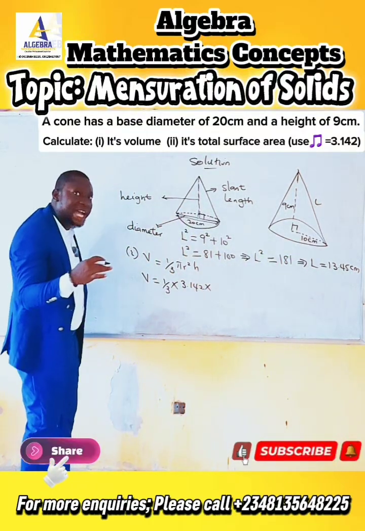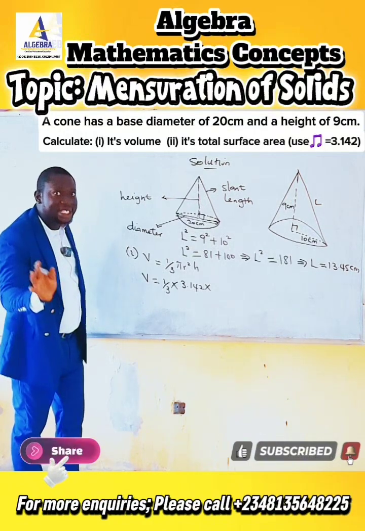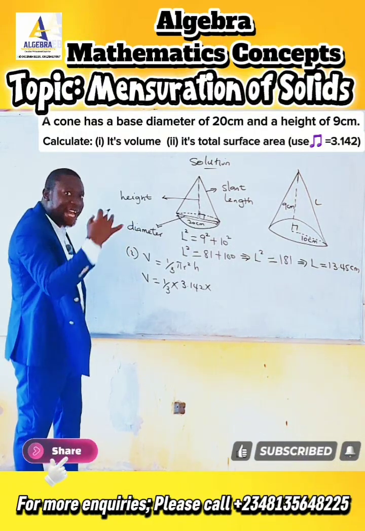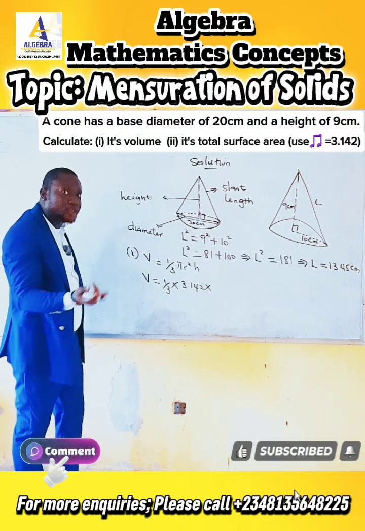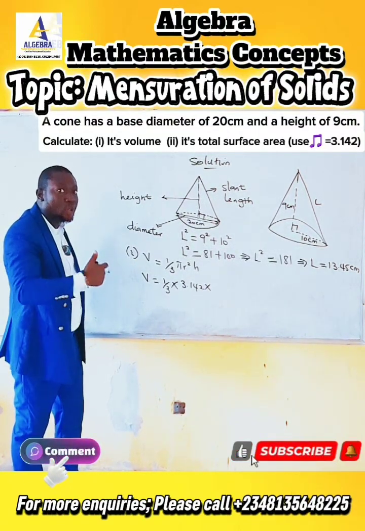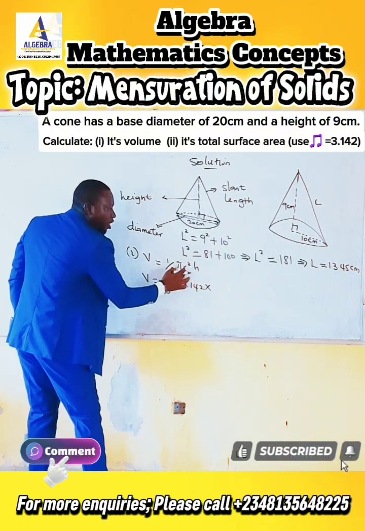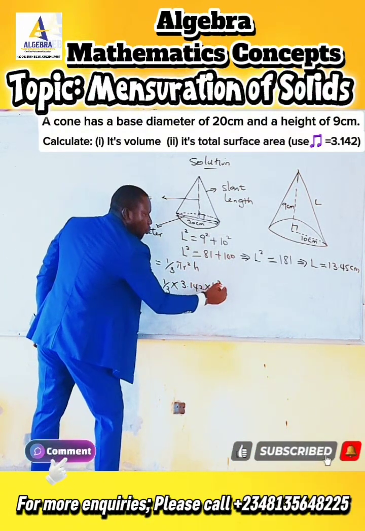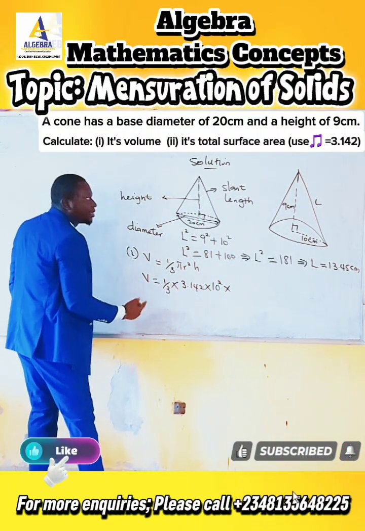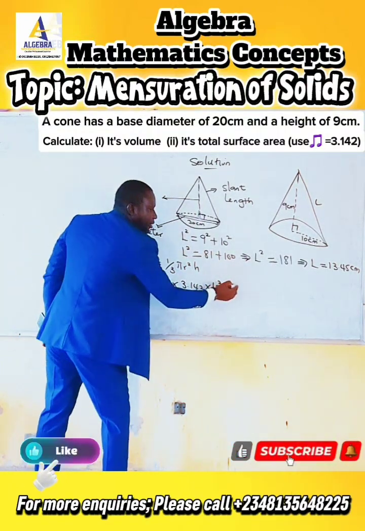Remember, half of the diameter is the radius. I was given the diameter as 20, and half of the diameter is the radius, so 20 divided by 2 gives 10. Meaning the radius is 10. So in place of radius, I will have 10. Remember the square here, so I will have 10 raised to the power 2, times my height, which is 9.